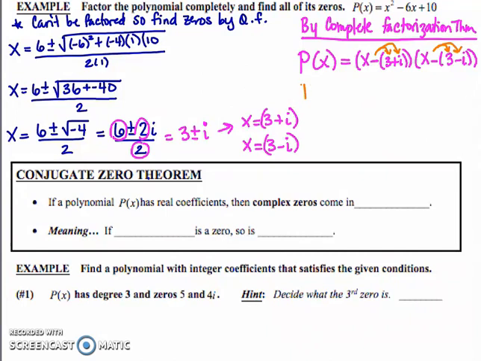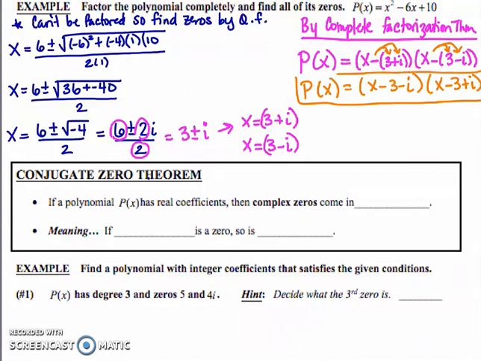write my final answer. So by the complete factorization theorem, P of x is going to be equal to x minus 3 minus i times x minus 3 plus i. And that is how we write this polynomial in its complete factored form. We had to find the solutions first before we could write the factors because its solutions were imaginary.